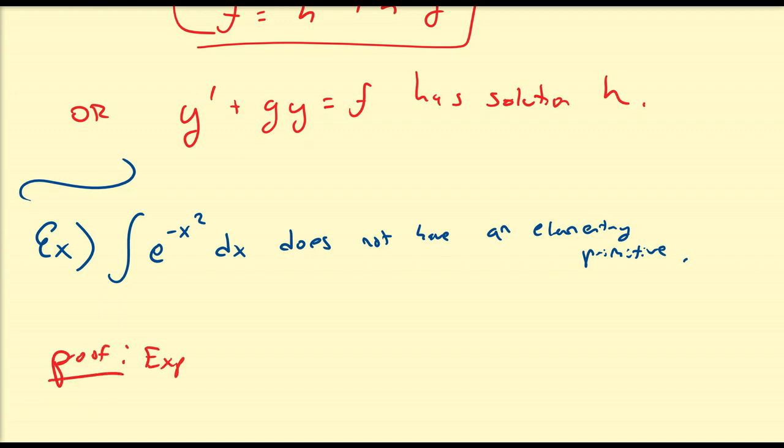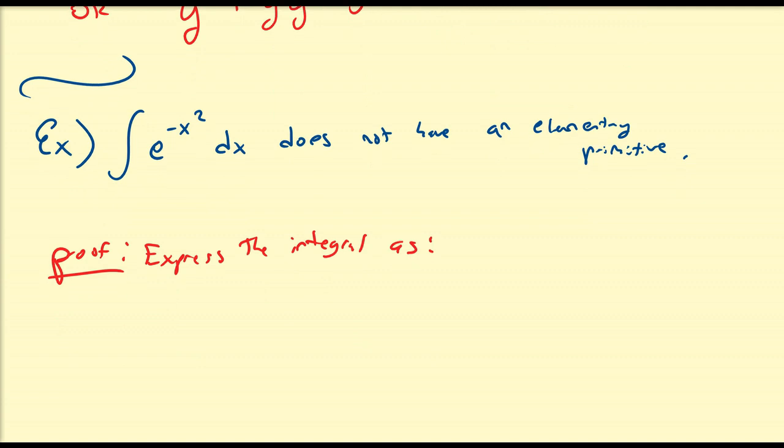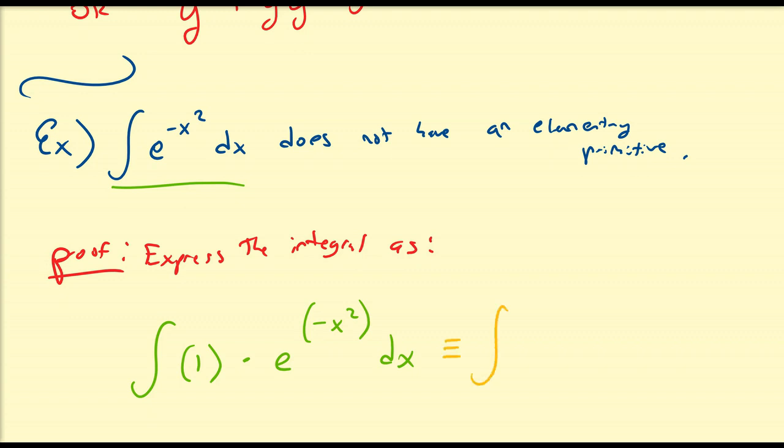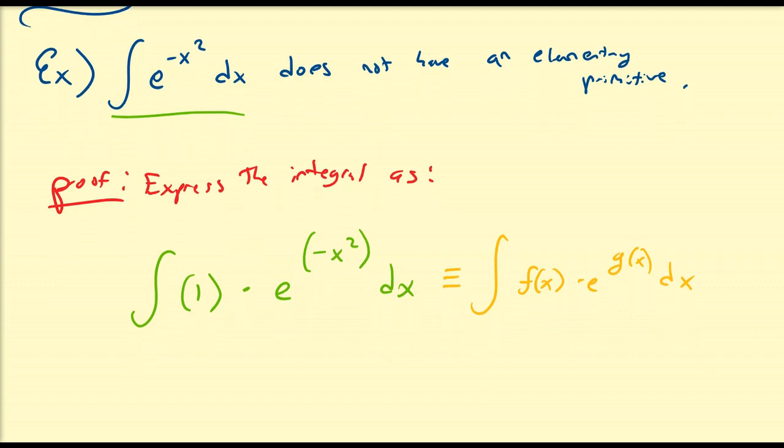So express the integral as the integral of f times e to the g. We can rewrite this integral as the integral of 1 times e to the negative x squared dx. I'm going to write this as the integral of f of x times e to the g of x dx, so that I can use Liouville's theorem directly. So here f of x is equal to 1 and g of x is equal to minus x squared.